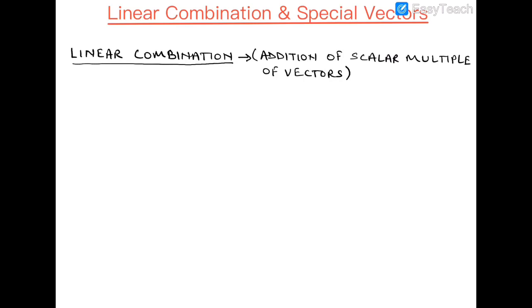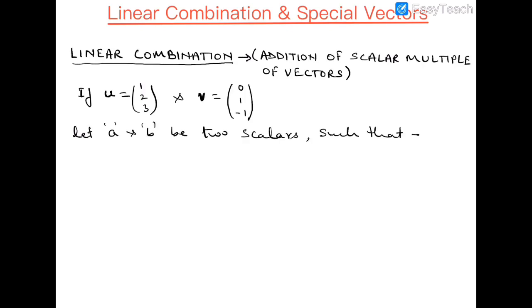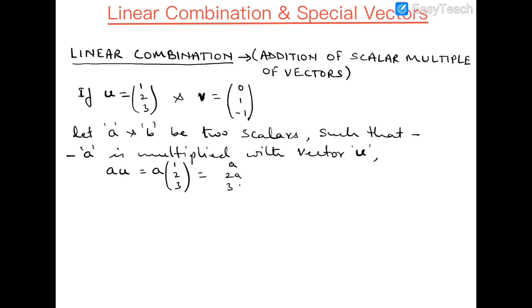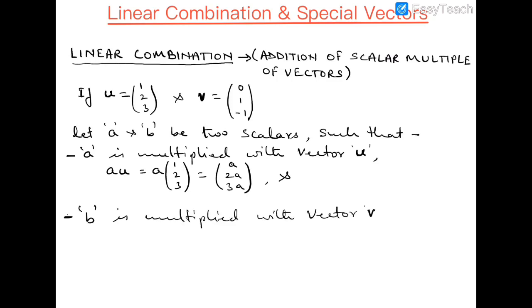Like if u is equal to 1, 2, 3 and v is equal to 0, 1, minus 1 be two vectors, and let a and b be two scalars such that a is multiplied with vector u to get au is equal to a times 1, 2, 3, that is a, 2a, 3a, and b is multiplied with vector v such as bv is equal to b times 0, 1, minus 1, that is 0, b, minus b.